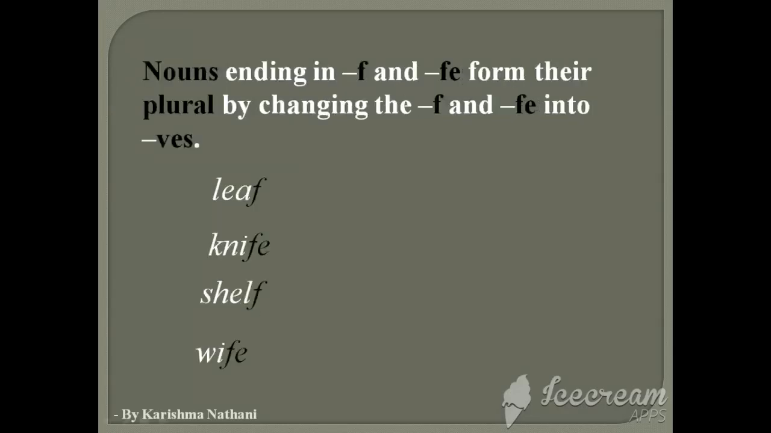Nouns ending in F and FE form their plural by changing the F and FE into VES. For example, leaf. The plural of leaf is leaves. We remove F and put VES instead of F to make it plural form. Knife. Here at the end we can see FE, so we will remove it and put VES. So it will become knives.